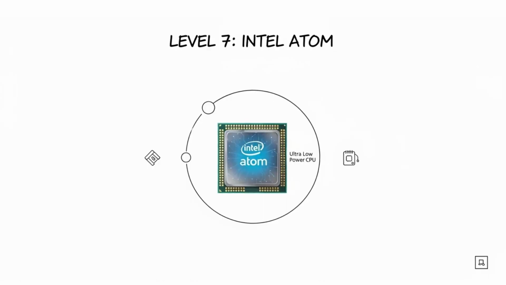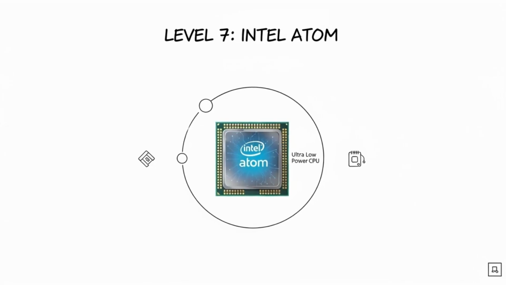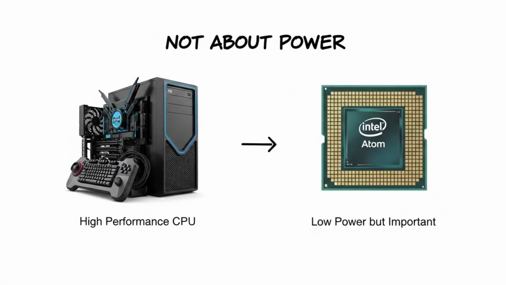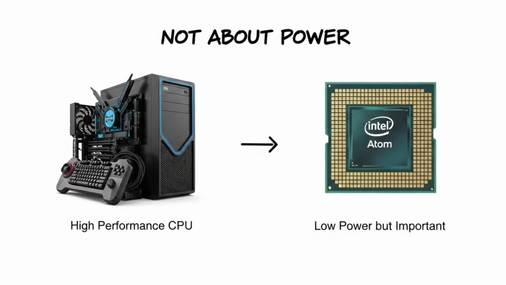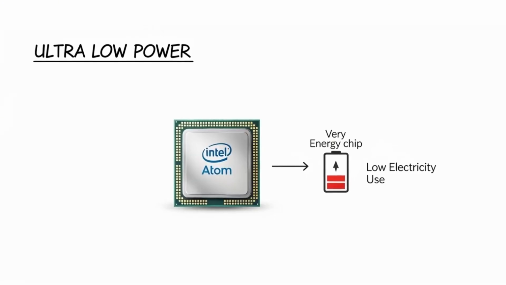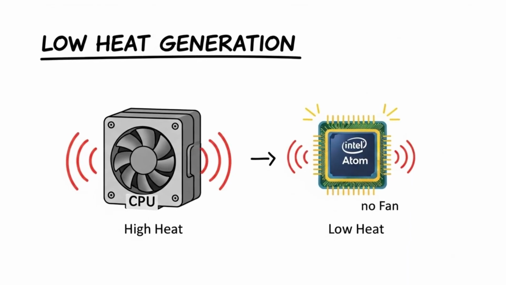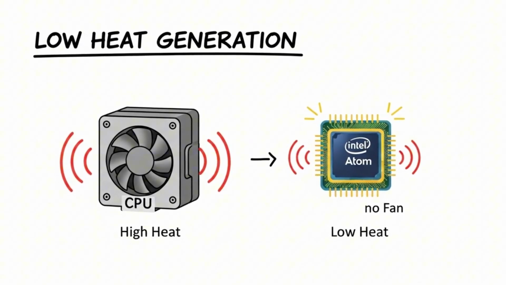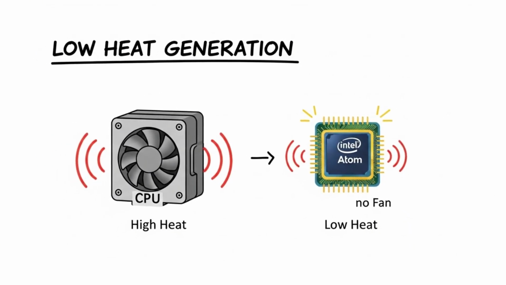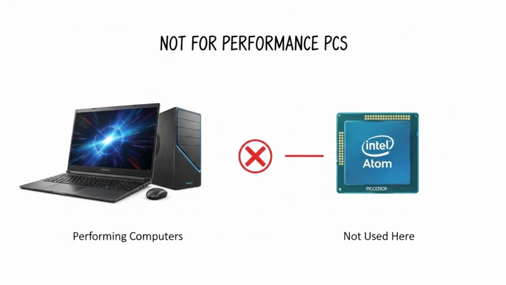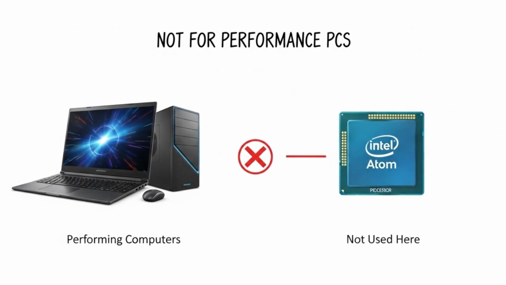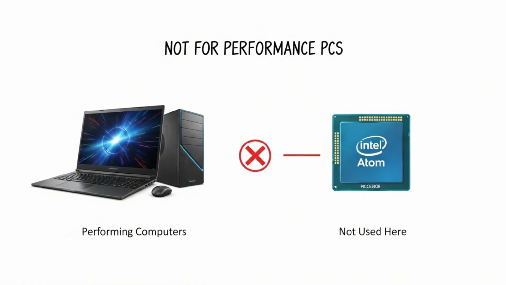Intel Atom. The Intel Atom family is a testament to the principle that a processor doesn't need to be powerful to be incredibly important. Atom is an ultra-low-power architecture, engineered for situations where electricity consumption and heat generation are the absolute top priorities. You won't find Atoms in performance laptops or desktops. Instead, they power the technology that quietly surrounds us.